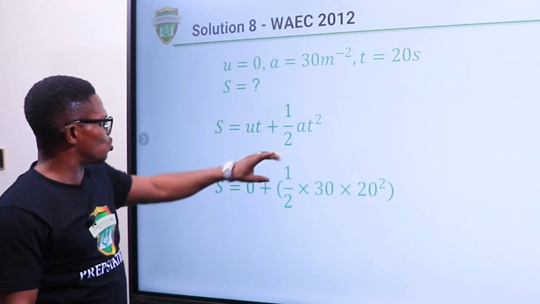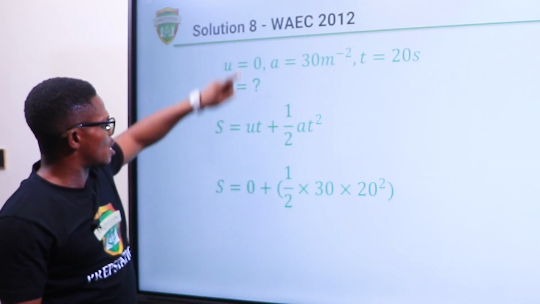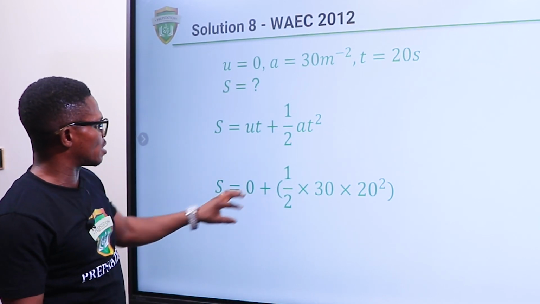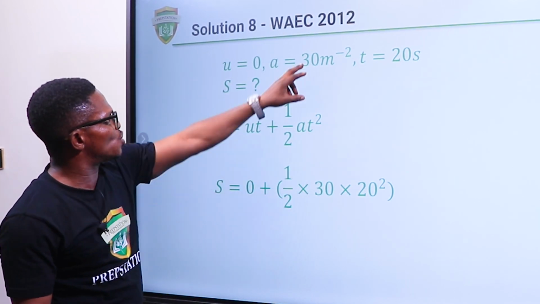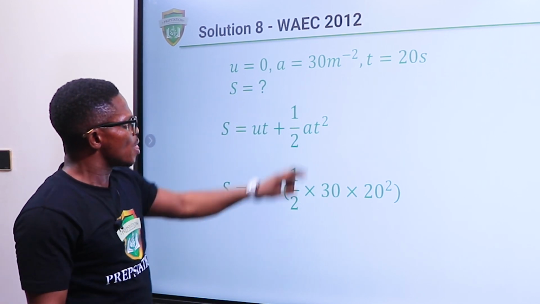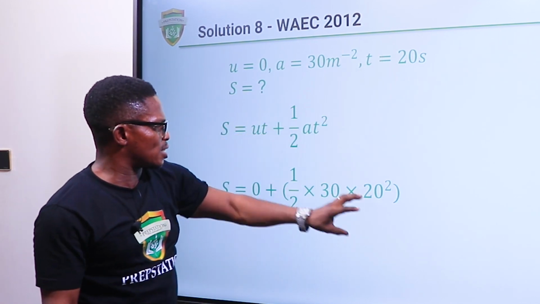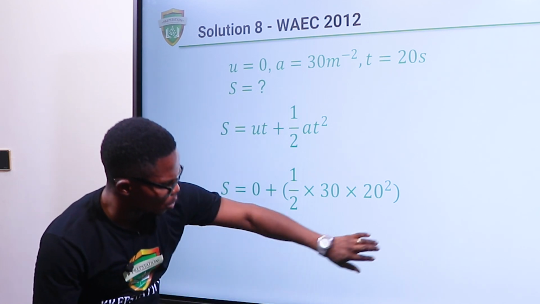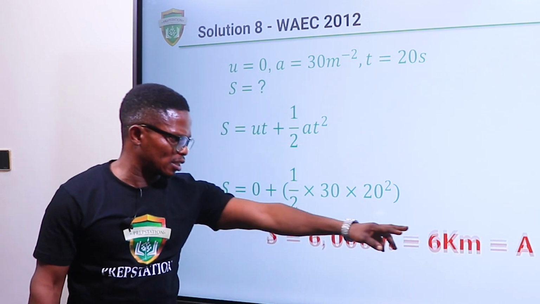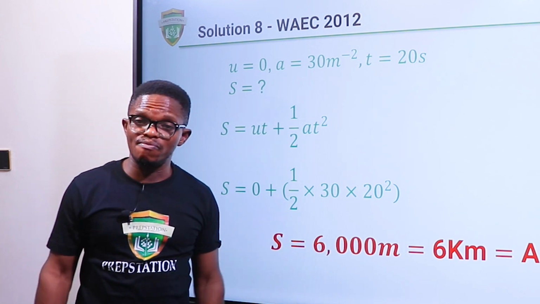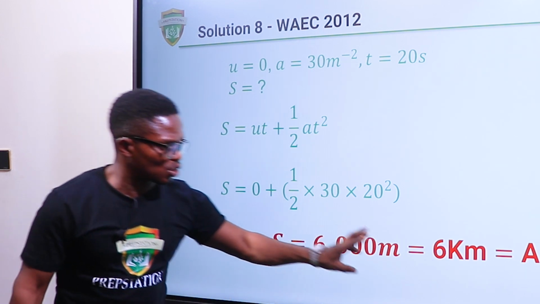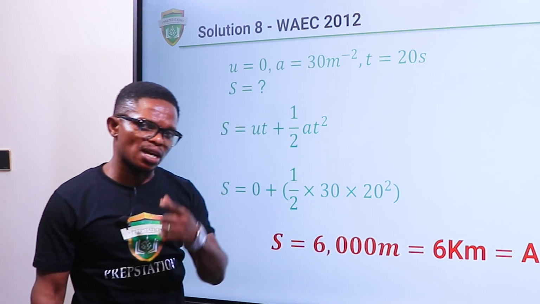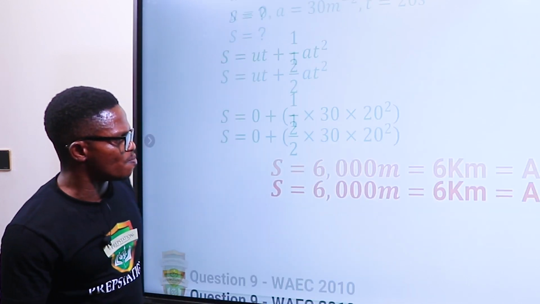So when you substitute all the values, having it in mind that u is 0, 0 times t, everything will be 0, plus half. Now a is what? 30. Then you have t. t is what? 20, and this is the 20 squared. What next? Play with these numbers using your calculator, and your final answer will come out as 6,000 meters. Now, 6,000 meters converted to kilometers is 6 kilometers, because 1,000 meters make 1 kilometer.